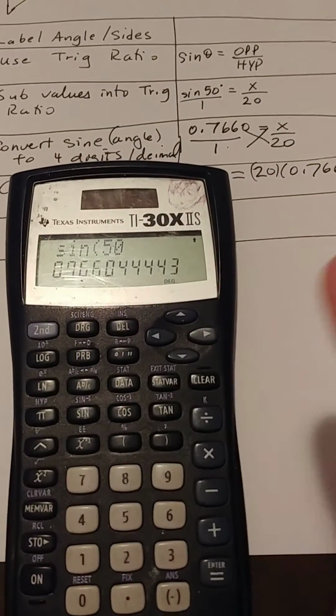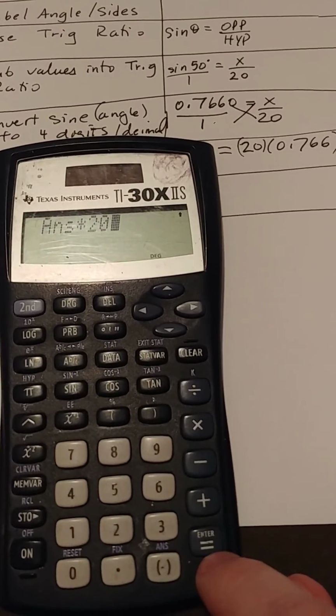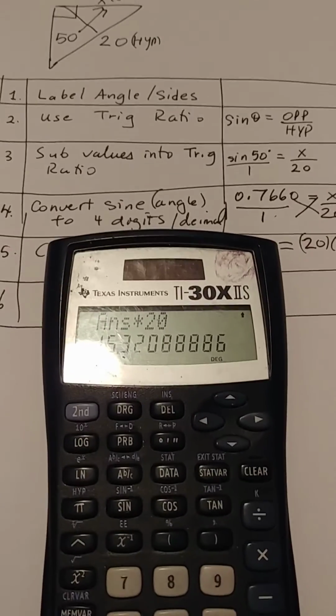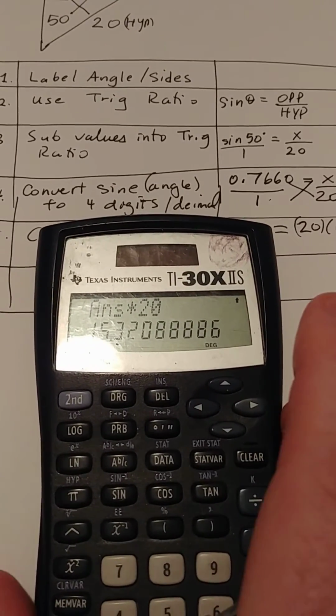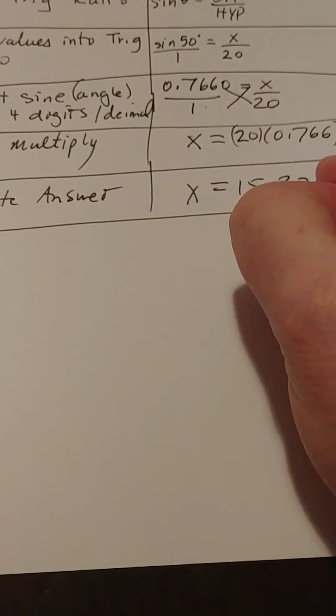So I take my calculator and I'm going to multiply that by 20. And you should get 15.32. Pardon the glare. 15.32 as our answer. Very good.